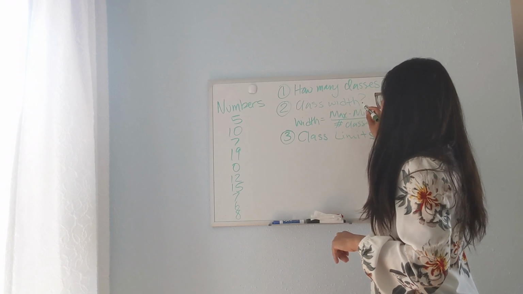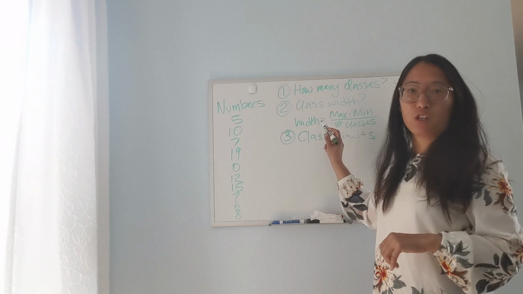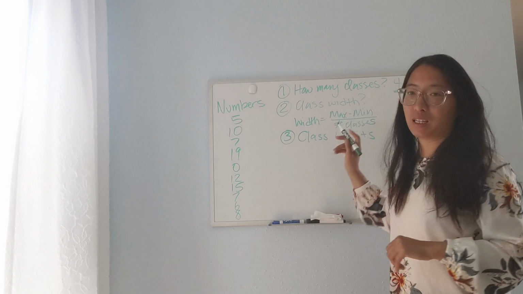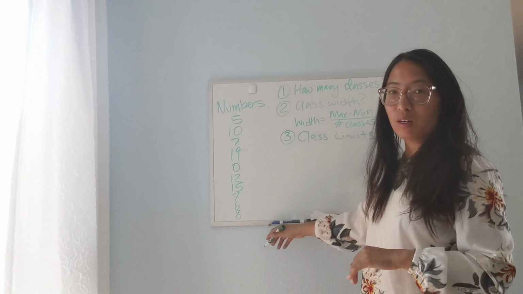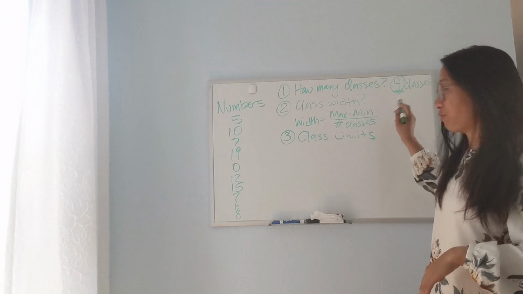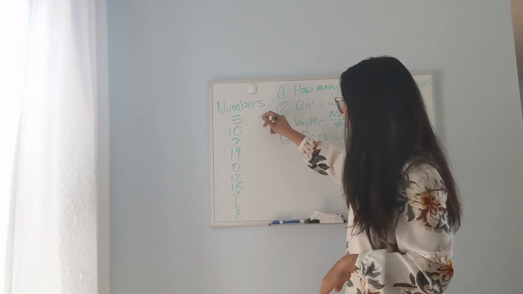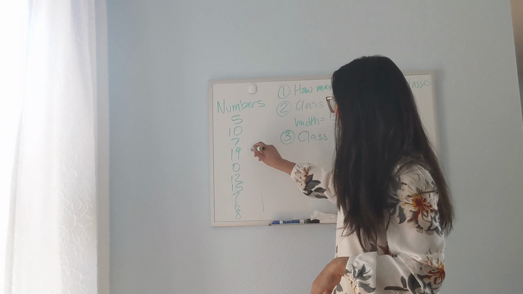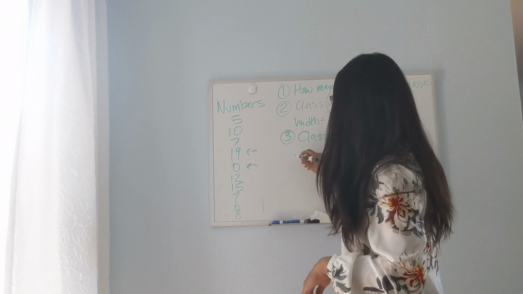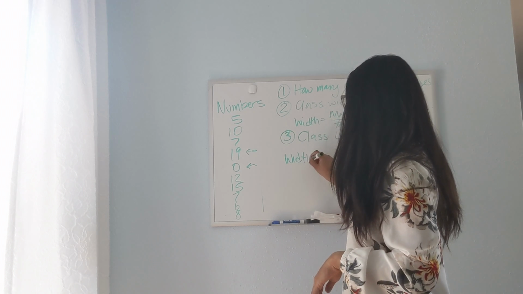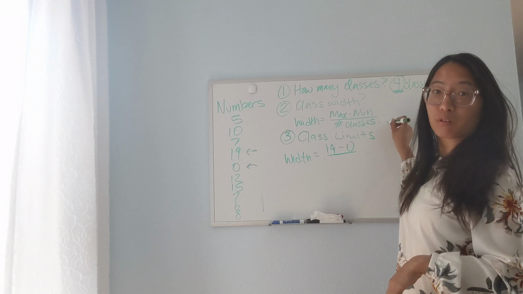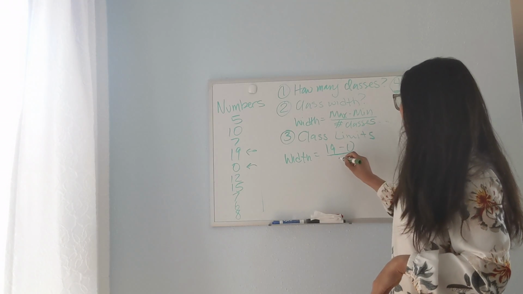Then in order to figure out the class width, there's the equation within the slide. The width equals the max number within your table minus the minimum number, all over the number of classes, which is what I gave. I look in this table of numbers and I see the max is 19 and the minimum is 0. So for my width, I'm going to do 19 minus 0, all over the number of classes, which I gave, which is 4.